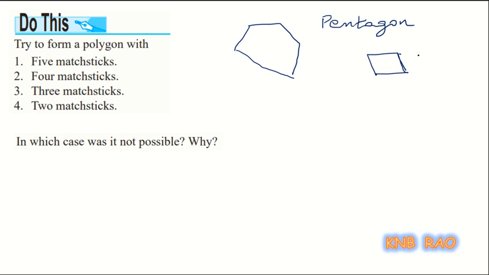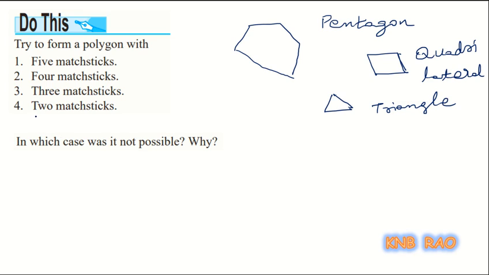In Kannada we call this Chaturbhuji, or in English it is called quadrilateral. Quadrilateral. Then with the 3 matchsticks I can form like this. You know, this is called triangle. Tribhuja in Kannada, so it is called as triangle in English.